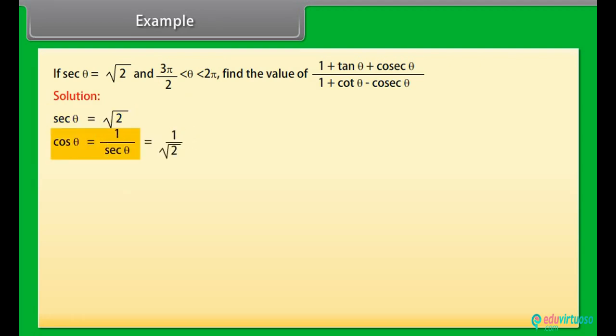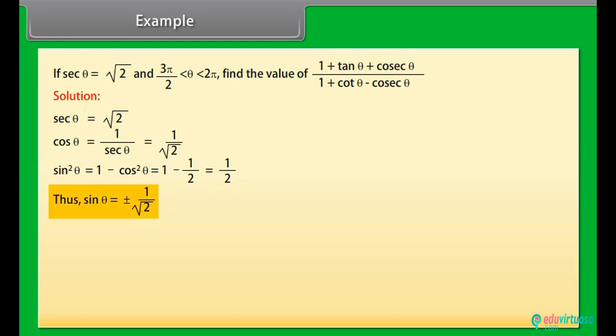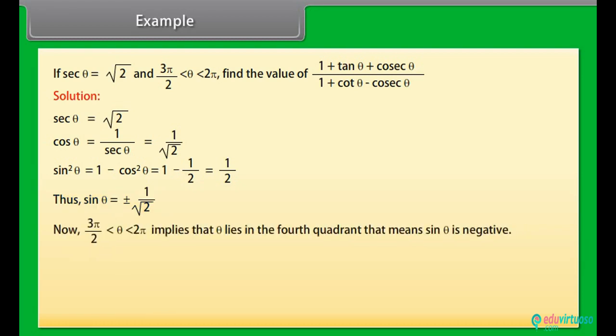Cos of theta is equal to 1 by sec of theta is equal to 1 by under root 2. Sin square of theta is equal to 1 minus cos square of theta is equal to 1 minus half is equal to half. Thus, sin of theta is equal to plus minus 1 by under root 2. Now, 3 into pi by 2 less than theta less than 2 into pi implies that theta lies in the fourth quadrant. That means sin theta is negative. Sin of theta is equal to minus 1 by under root 2.